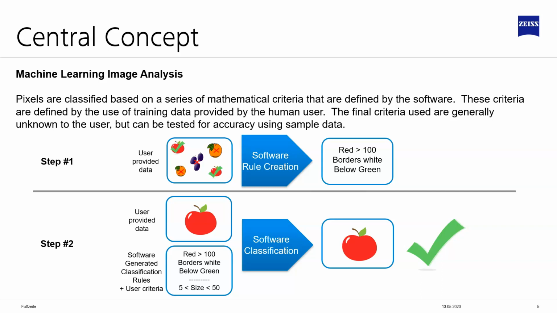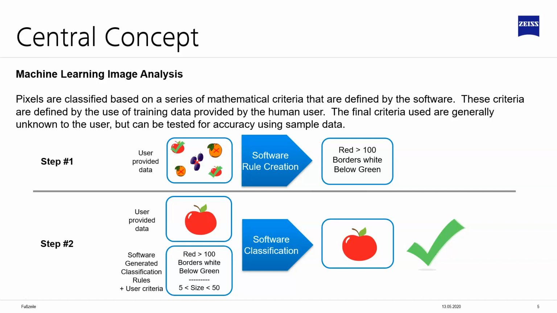Using our apple analogy again, in machine learning the user provides the software with a series of images that contain multiple fruits. The human user conveys to the software, "This is apple," and "This is not an apple." The rule set for what objects are apples is generated by the training data, but it is generally unavailable to the user. The idea of applying unknown criteria to classify scientific data understandably makes people, including myself, nervous.